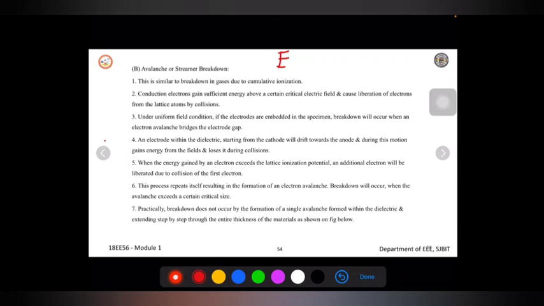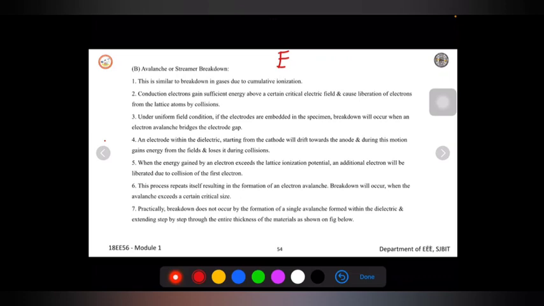Here the conduction electron gains sufficient energy above a certain critical electric field and causes liberation of electrons from the lattice atoms by collision. In the previous case, initially there are many free electrons, which collide and cause a discharge; that was electronic breakdown. In this case, it leads to streamer breakdown. Streamers create a conduction channel between the two electrodes, cathode and anode, and how the channel forms is explained by the avalanche.